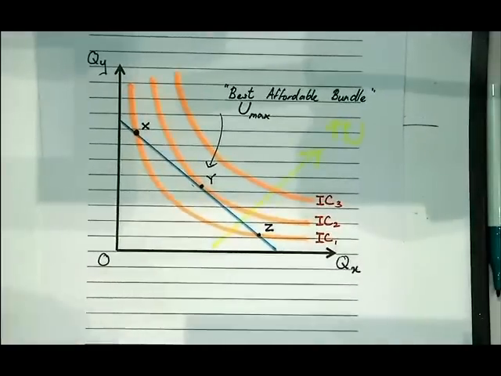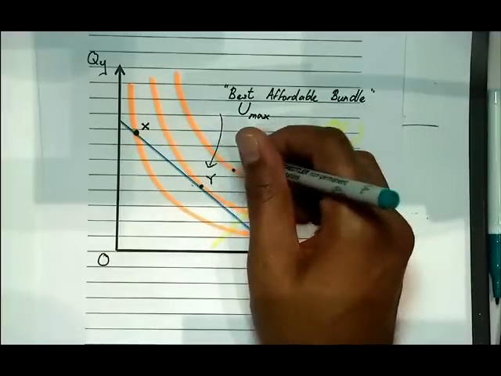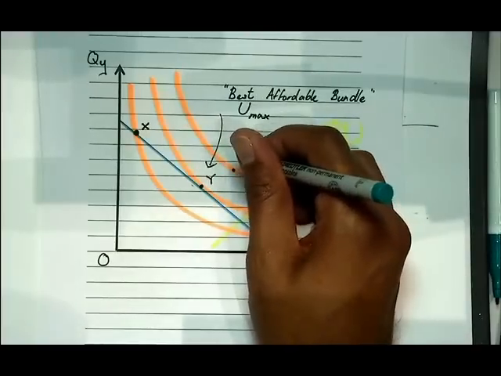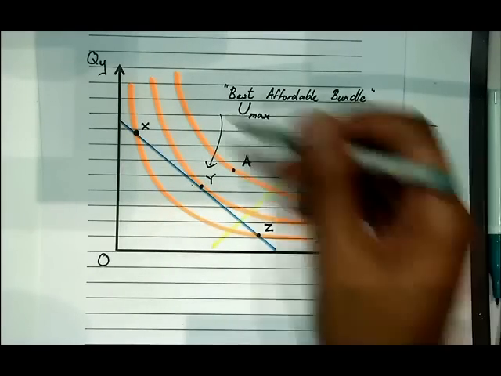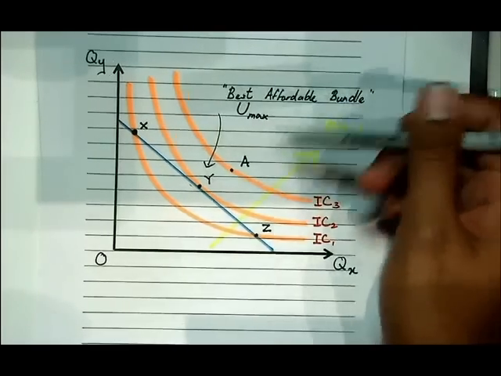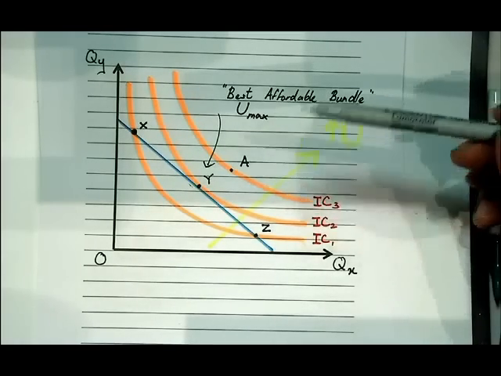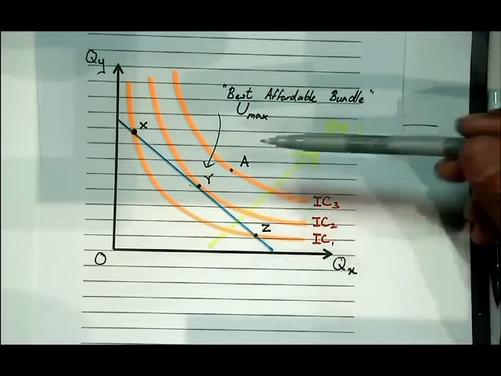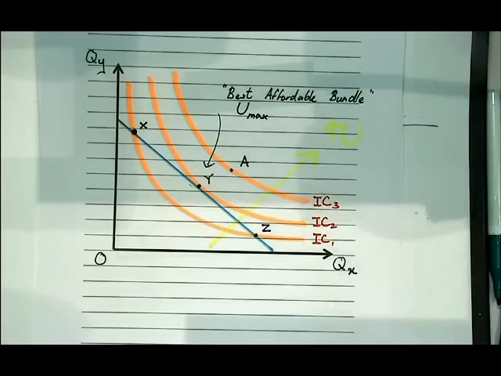Are there bundles more satisfying than Y? Yeah, there's lots of bundles more satisfying than Y. A is more satisfying than Y. Anything above Y on a higher indifference curve is more satisfying. But the problem is, A is not affordable. That's why we say Y is the best affordable.